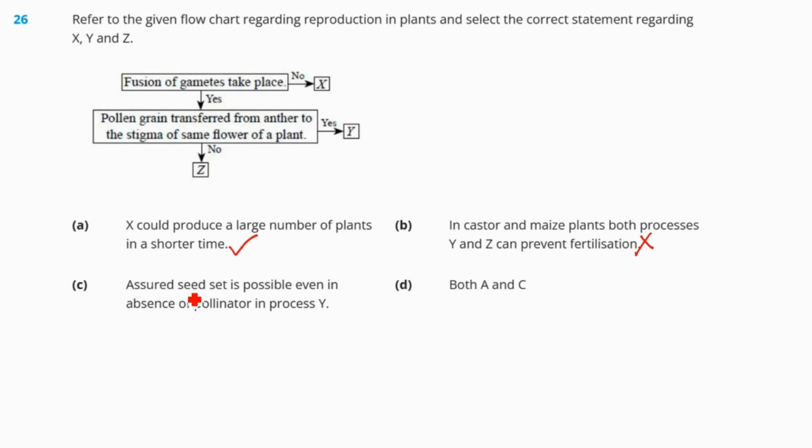Option C says assured seed set is possible even in the absence of pollinators in process Y. Process Y is a process of self-pollination. So in the process of self-pollination, the different agents that are involved in the pollination method are not required. So in that case, they can propagate themselves. The anther can come to the stigma in their natural process. So this is also a correct statement. So our correct answer is option number D, where options A and C both are correct statements.